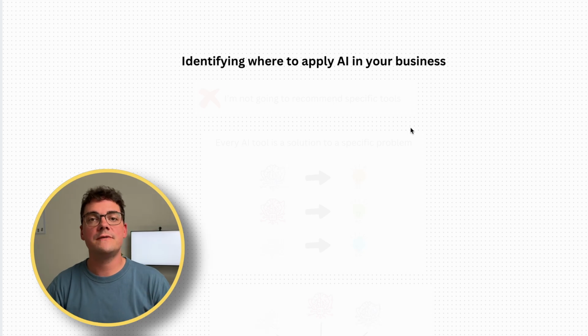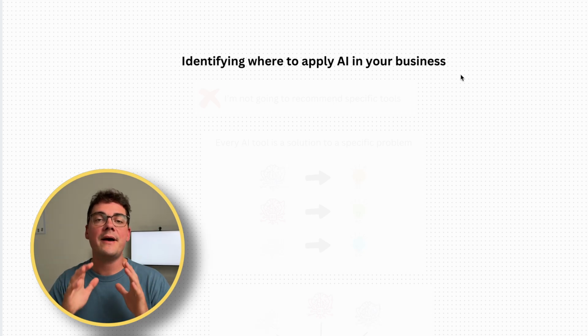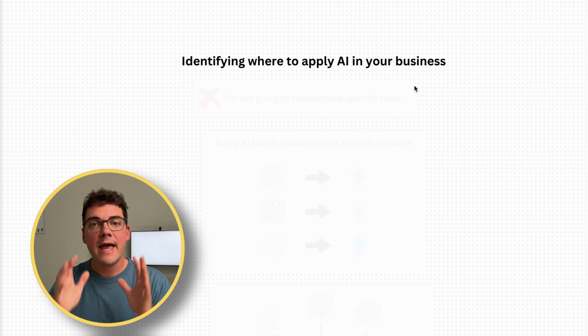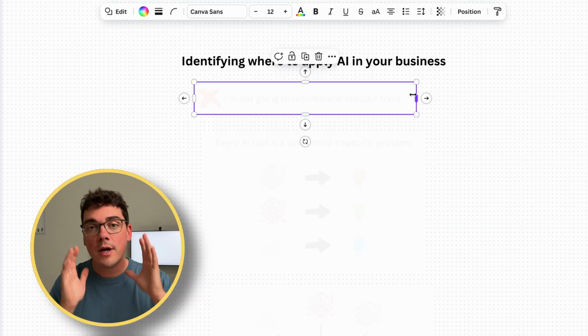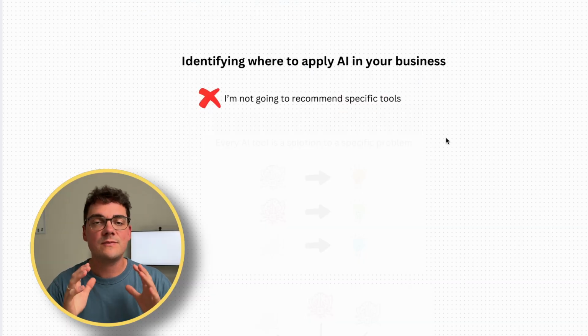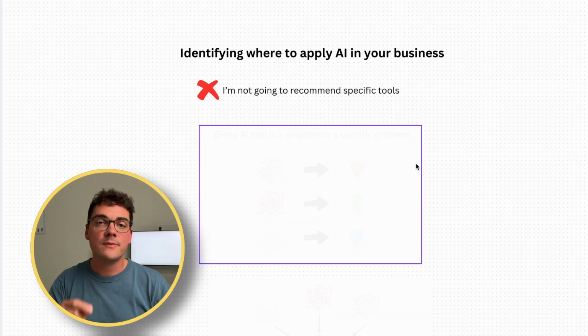So I've had a few questions from businesses asking how I go about identifying where AI can be applied to a business. So I figured I'd make a video here to explain how I do just that. But what I'm not going to do is recommend any specific tools, and I'll explain why.